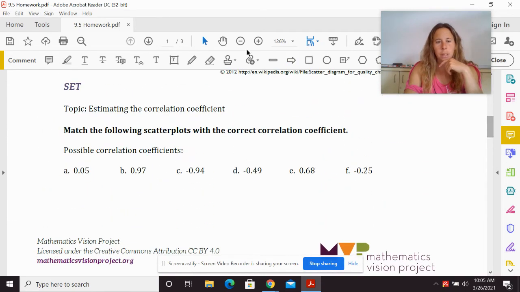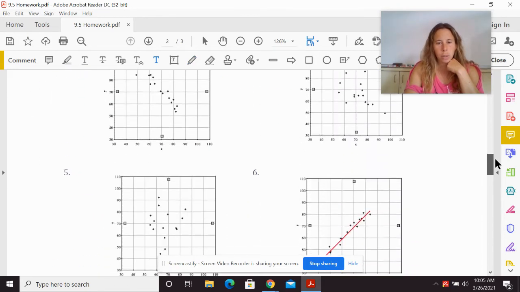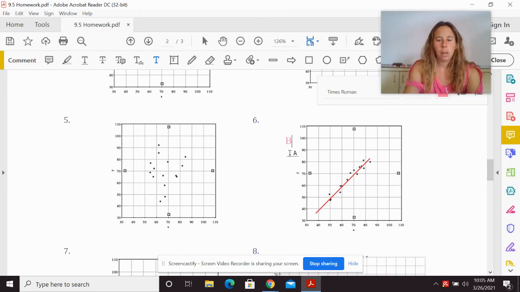So let's look at our options. Let's see, we've used that one, and we've used that one. Okay. Positive, and it's pretty strong. So which one do you think? Positive and pretty strong. B, 0.97. It's really close to 1. It's a really strong relationship. So we're going to use B, so I'm going to cross it off. So we know it's no longer an option. So it's B. Okay. All right, we can go back to number 5 now.